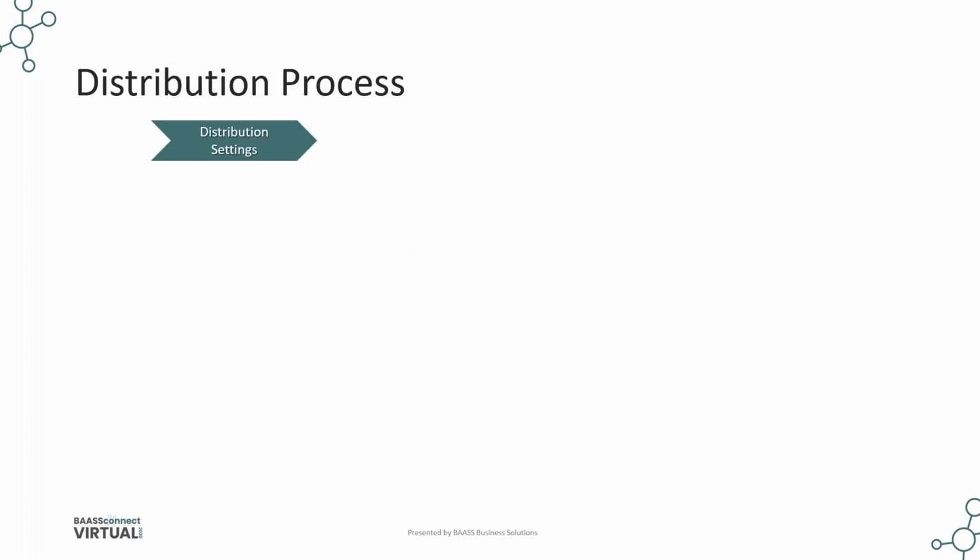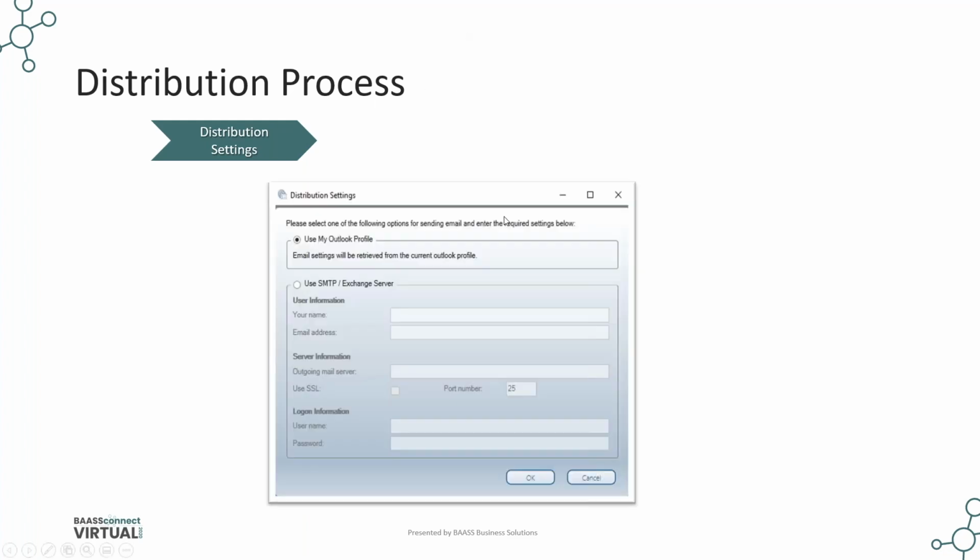Now let's take a look at the distribution process. We would start with distribution settings. This is where it asks us, do we want to use our own Outlook, or do we want to use an Exchange server or SMTP site? And then we would fill out the detailed information here.